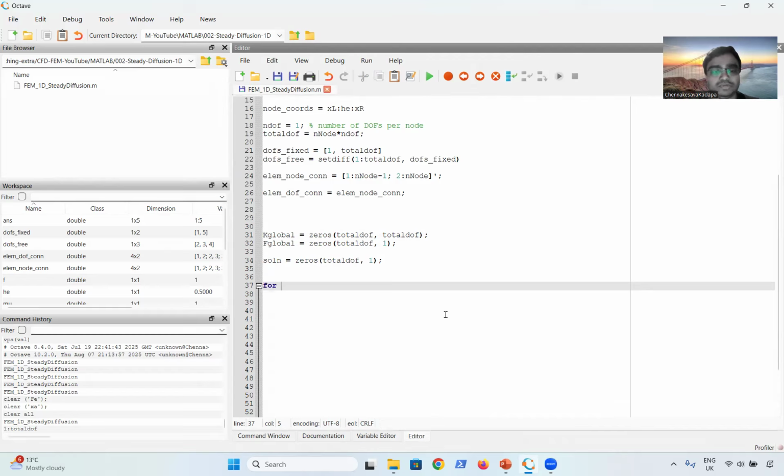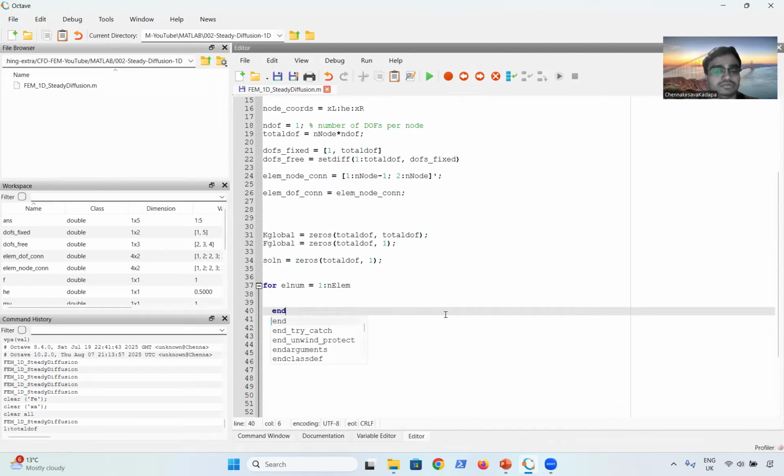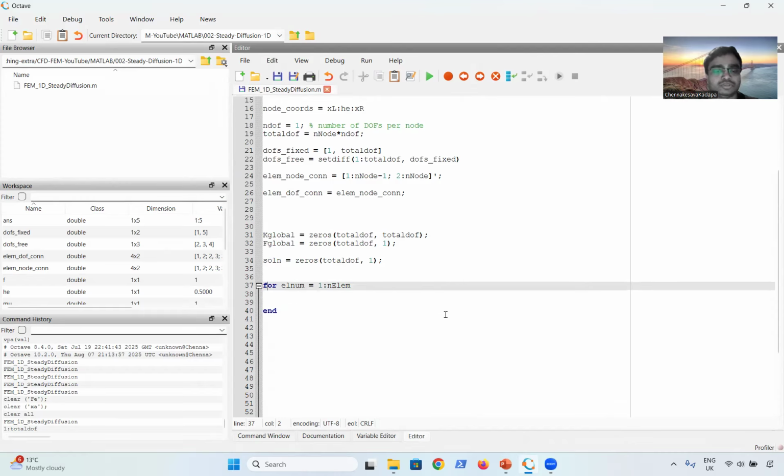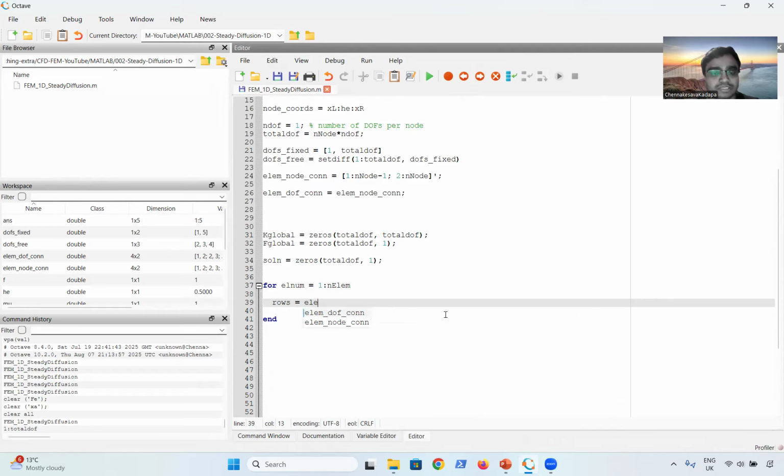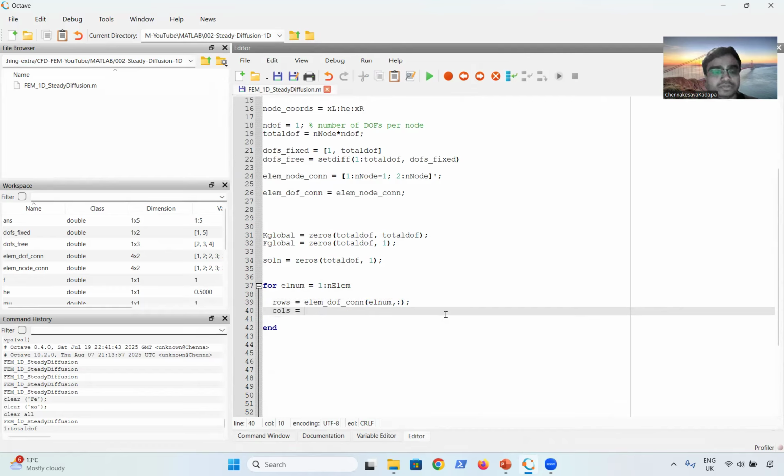Okay, and then we loop over the elements, so element number 1 to n element. Close the for loop. For each element, we need to know the rows and columns into which we assemble the element's stiffness matrix. We get this from this array. We extract all the columns of that array corresponding to the current element number, and the columns are equal to rows.